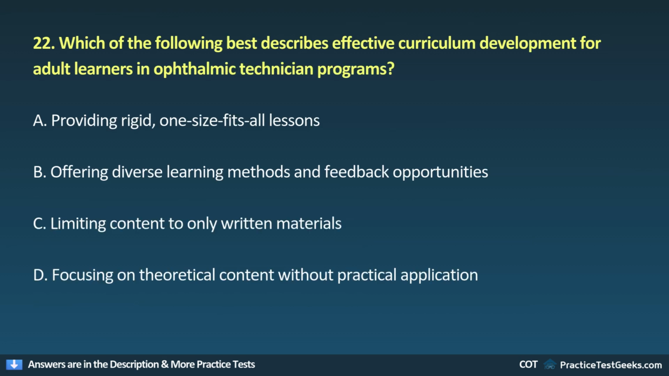22. Which of the following best describes effective curriculum development for adult learners in ophthalmic technician programs? A. Providing rigid one-size-fits-all lessons. B. Offering diverse learning methods and feedback opportunities. C. Limiting content to only written materials. D. Focusing on theoretical content without practical application.